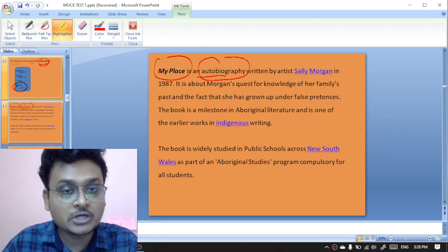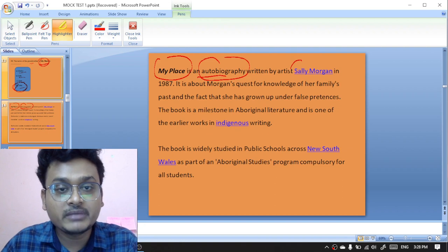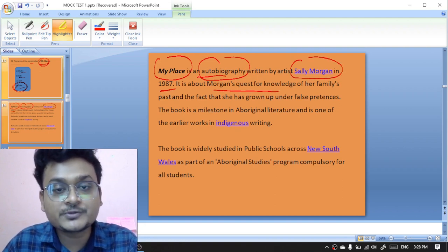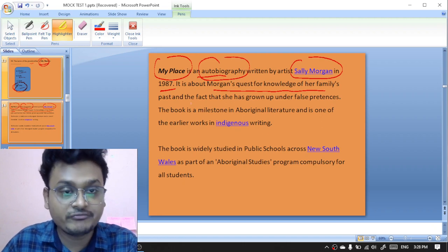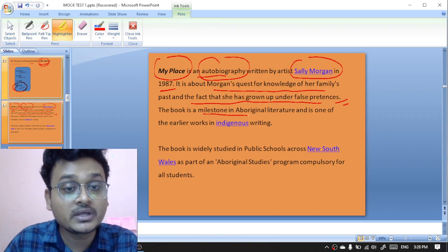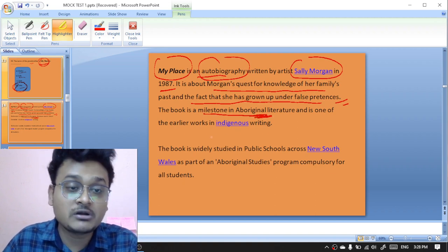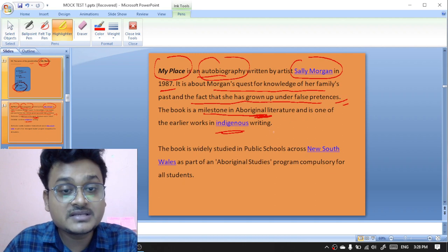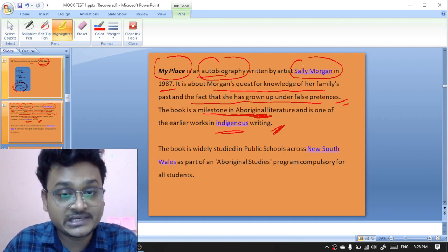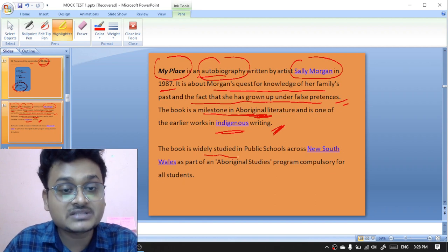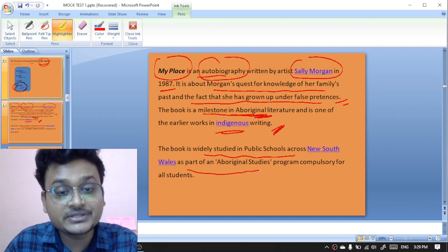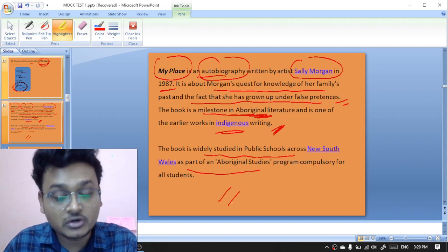My Place is an autobiography written by the artist Sally Morgan in 1987. It is about Morgan's quest for knowledge of her family's past and the fact that she has grown up under false pretenses. The book is a milestone in Aboriginal literature and is one of the earlier works in indigenous writing. The book is widely studied in public schools across New South Wales, in Australia, as part of the Aboriginal studies program compulsory for all students.